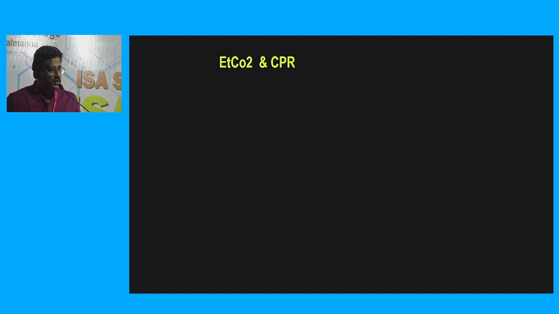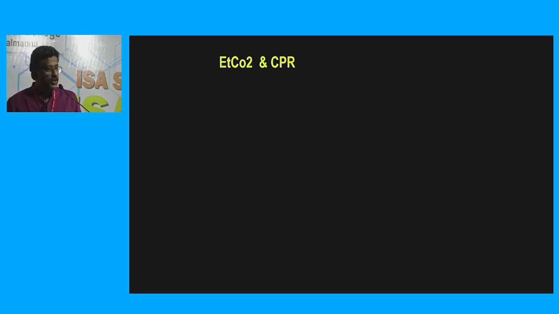Then confirmation of the endotracheal tube: you can use ETCO2. Then when ROSC is obtained. What is ROSC? Return of spontaneous circulation. There will be an abrupt increase in the ETCO2, so you can make out. And what is the fourth one?